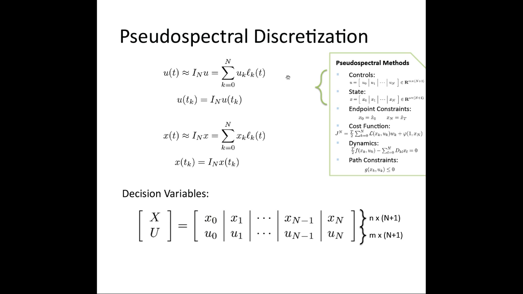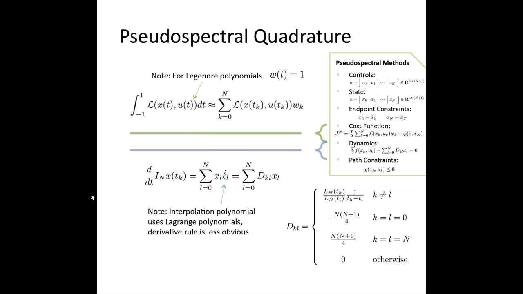Now the idea is that we express both the control and the state u and x using interpolating polynomials, and the decision variables in the optimization will be the values of the state and control solution at the collocation points. For Legendre polynomials, the weighting function equals 1.